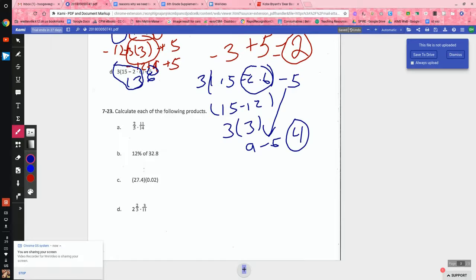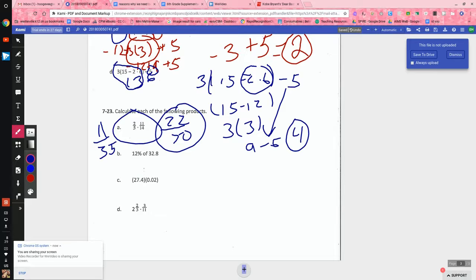Last problem, we got to calculate again straight across. When we're multiplying fractions, 2 times 11 is 22. 5 times 14. 5 times 10 is 50. Add another 20, you would get 70. You could reduce that down then into 11 over 35.